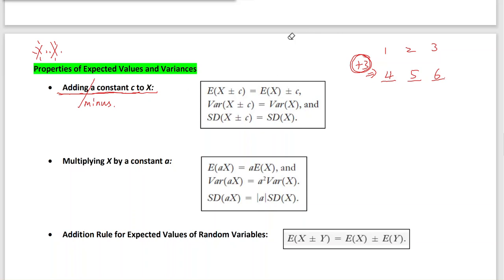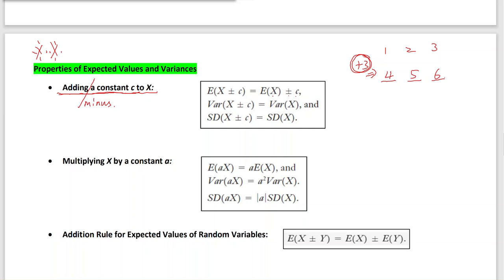So if you add a constant to the variable, then the expected value of this new variable will be just the expected value of x plus the constant. If you subtract c, then it will be the expected value minus c. All right, then what will happen to the variance?